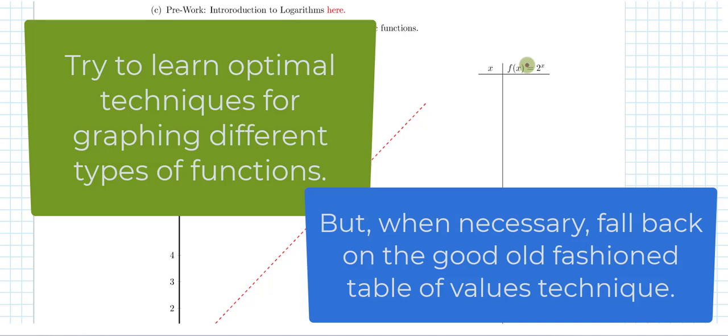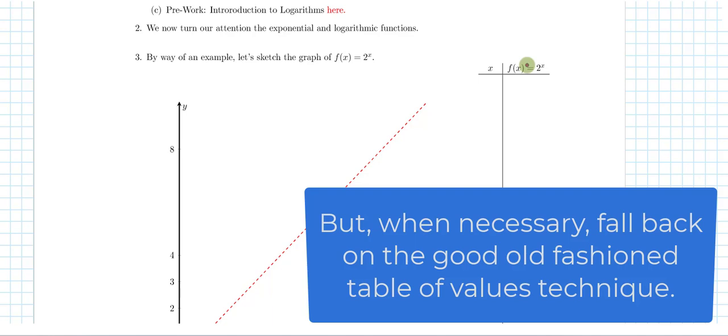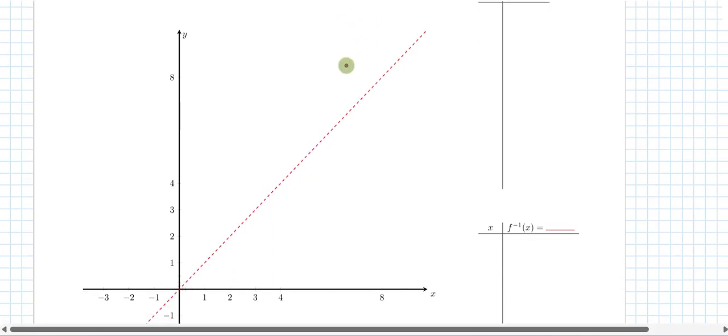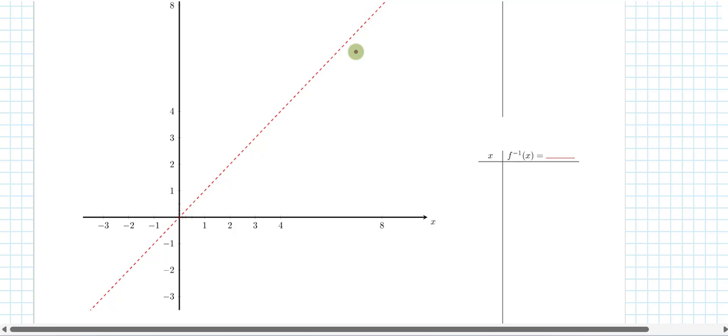Now, this is an unsophisticated way to graph a function, and generally it's not good enough after you do it the first time. After you do it the first time, there are better techniques for graphing these particular functions that we study in great detail. So let's go ahead and sketch the graph of 2 to the x, assuming we know nothing about it, except that we know how to work with exponentials.